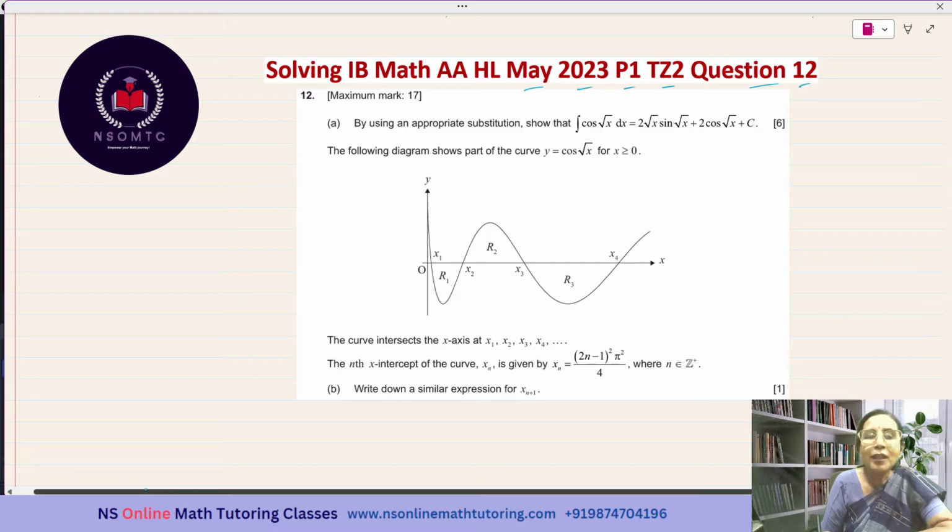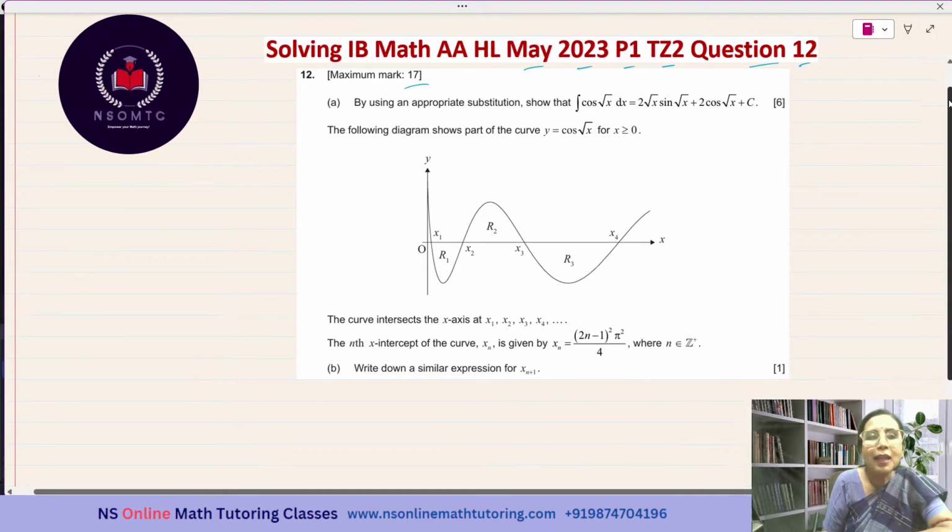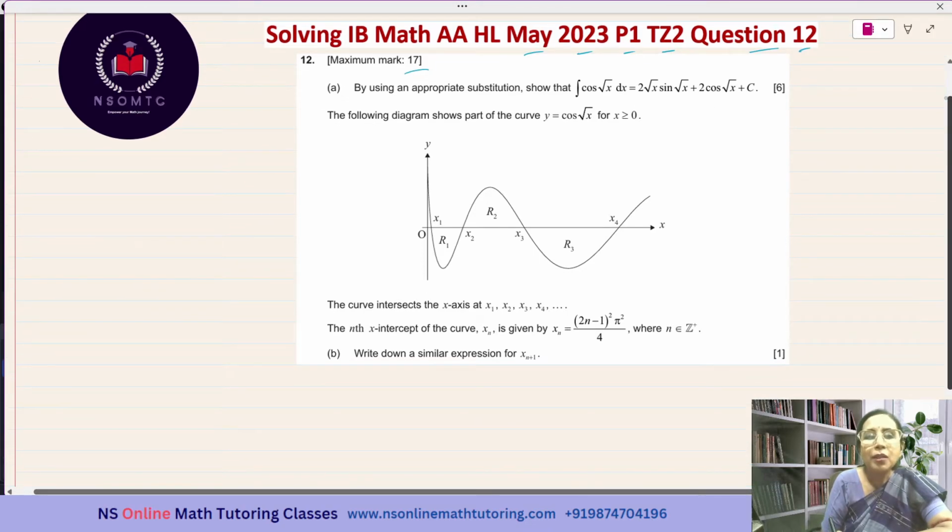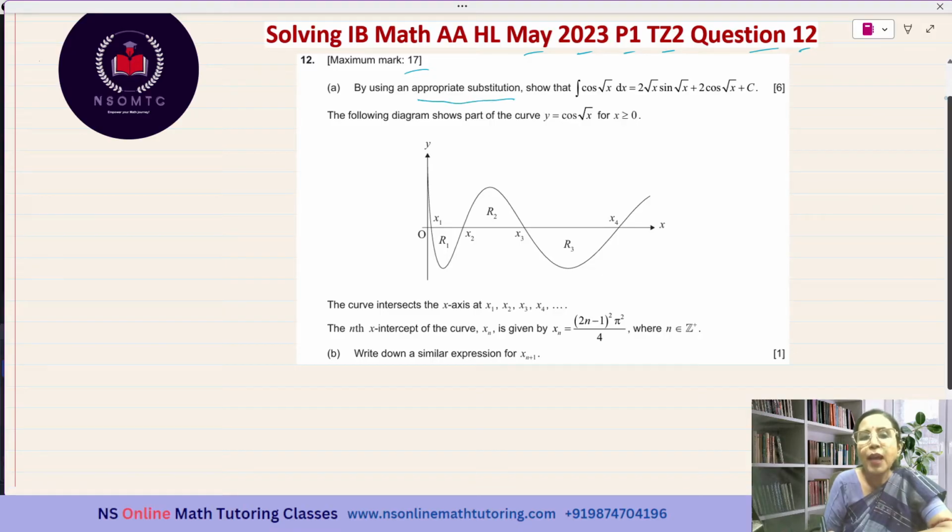So without any further delay, let us start answering question number 12. The maximum mark is 70. Subpart A says, by using an appropriate substitution, show that the integration of cos of root x with respect to x is equal to 2 times square root of x times sine of square root of x plus 2 times cos of square root of x plus c. It is worth 6 marks.